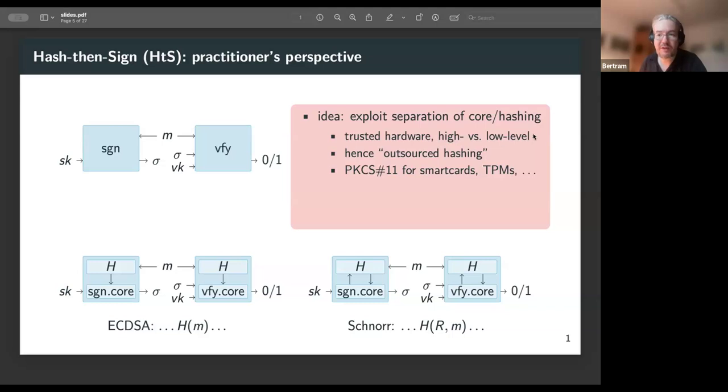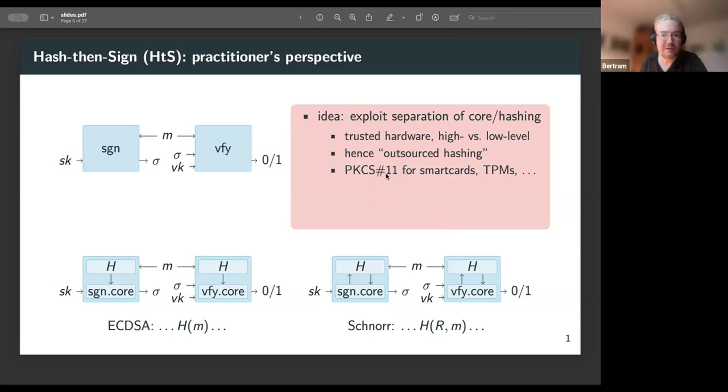Another motivation would be a software stack. So you want the signing core, for example, in a low-level system library, which is optimized in assembly language and really understands what the side channel conditions are in a PC, while the hashing you want to do where the data is, and that means then a high-level language like Python or PHP or whatever your application is. And for this separation between the hashing and the core, there are even industry standards.